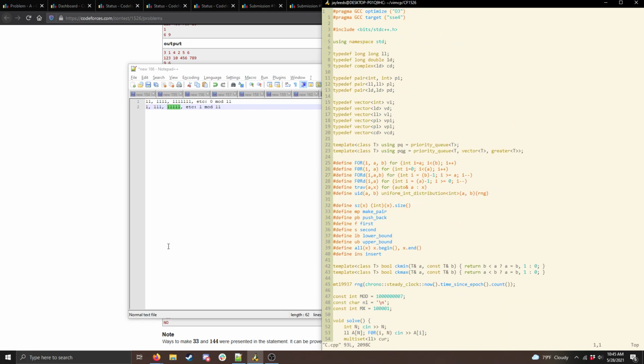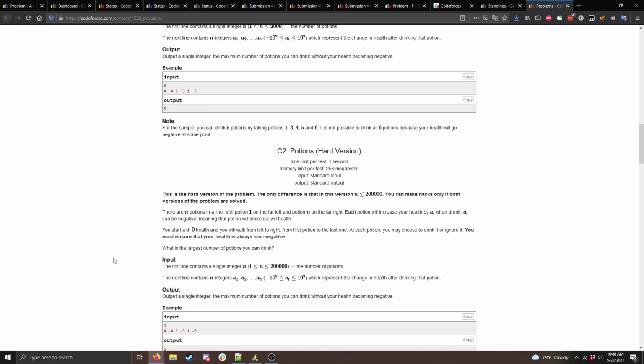So let's look at problem C. We're given a line of n potions, each of which increases your health by a sub i, but a sub i can be negative, in which case the potion decreases your health. And so you want to consume as many potions as possible without making your health negative at any point in the process.